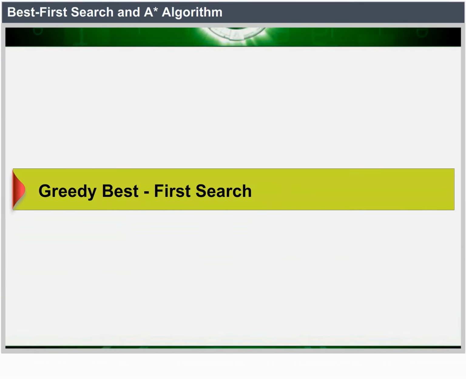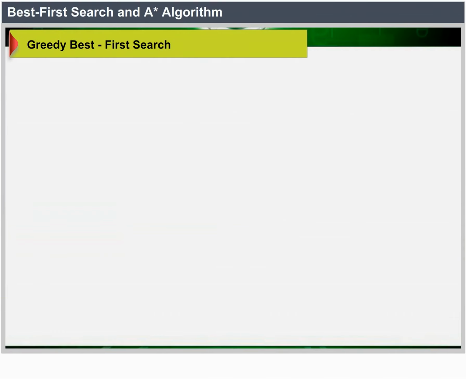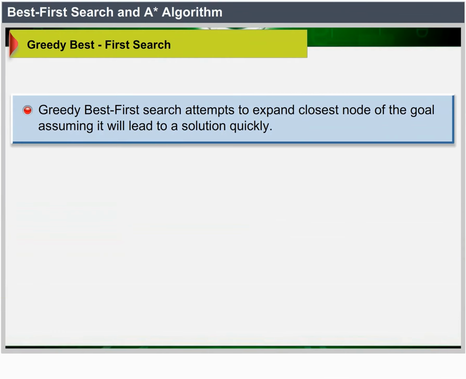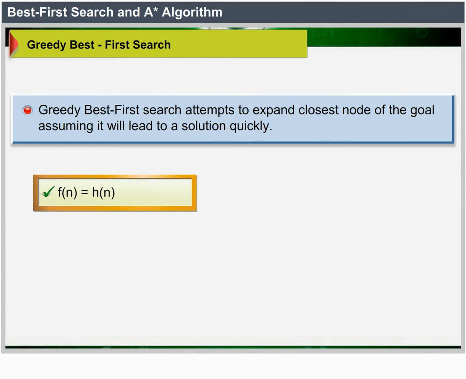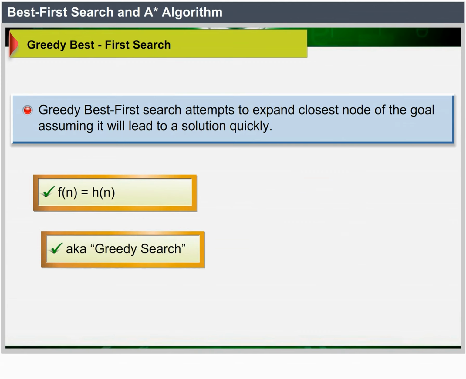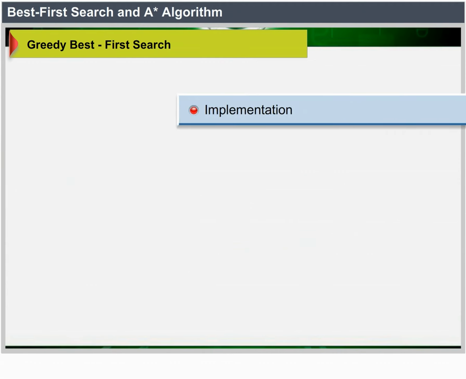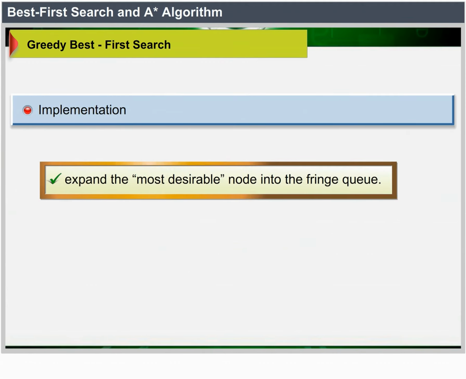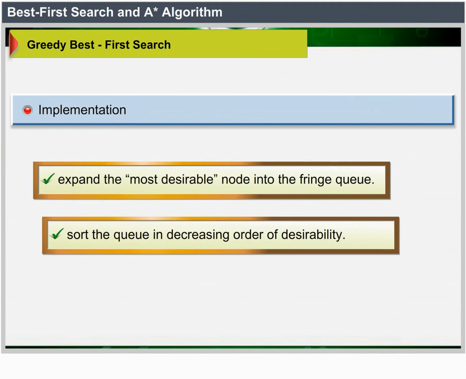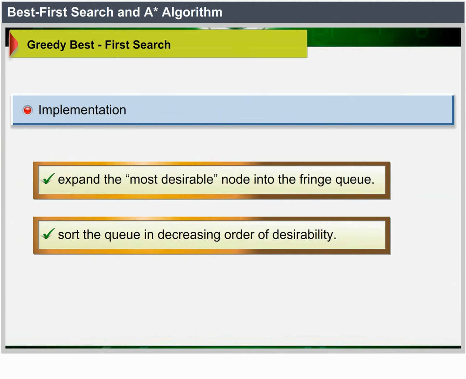Greedy best first search attempts to expand the node closest to the goal, assuming it will lead to a solution quickly. f(n) equals h(n), also known as greedy search. Implementation: expand the most desirable node into the fringe queue, and sort the queue in decreasing order of desirability.